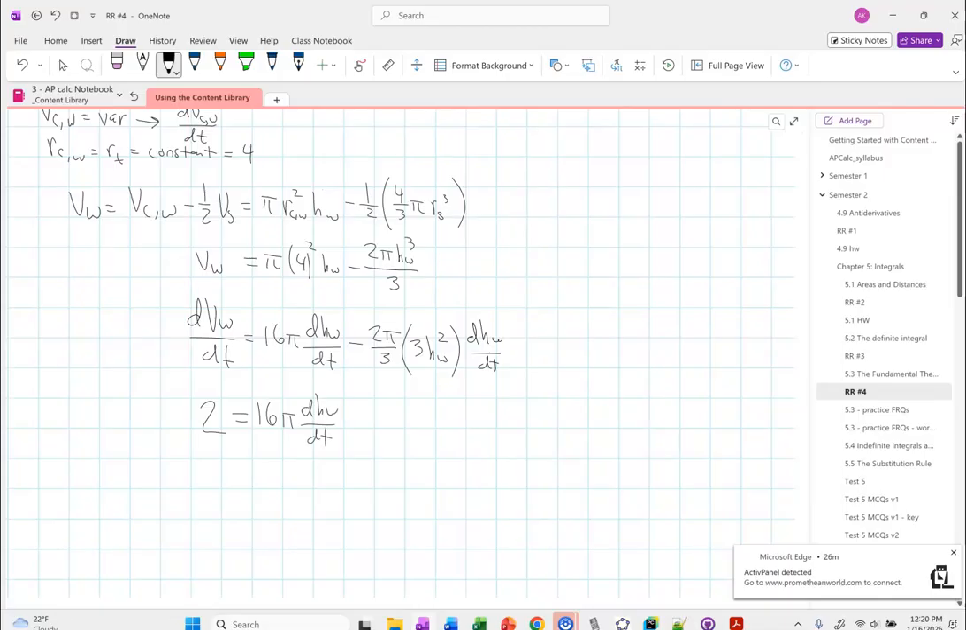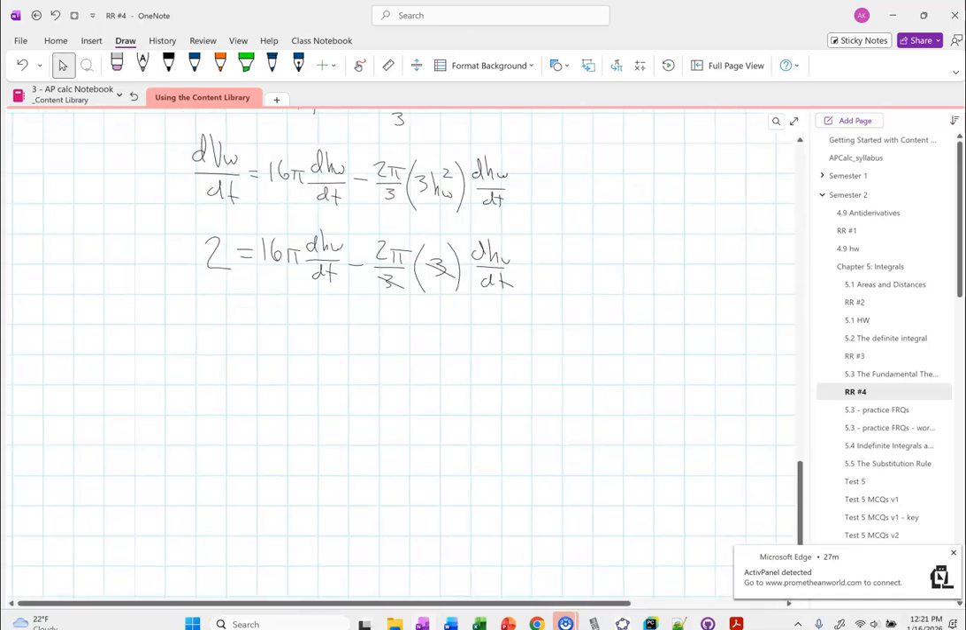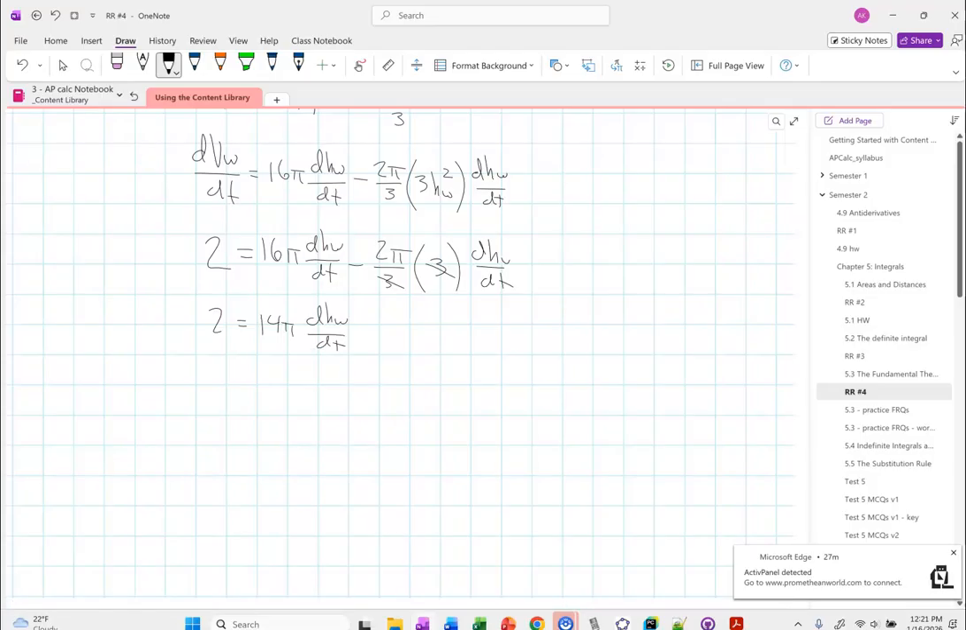And then hw is just 1. So those guys can cancel out. 16 pi dHw dt minus 2 pi dHw dt is just going to be 14 pi dHw dt. And then we divide both sides by the 14 pi, and I think that gets us there.